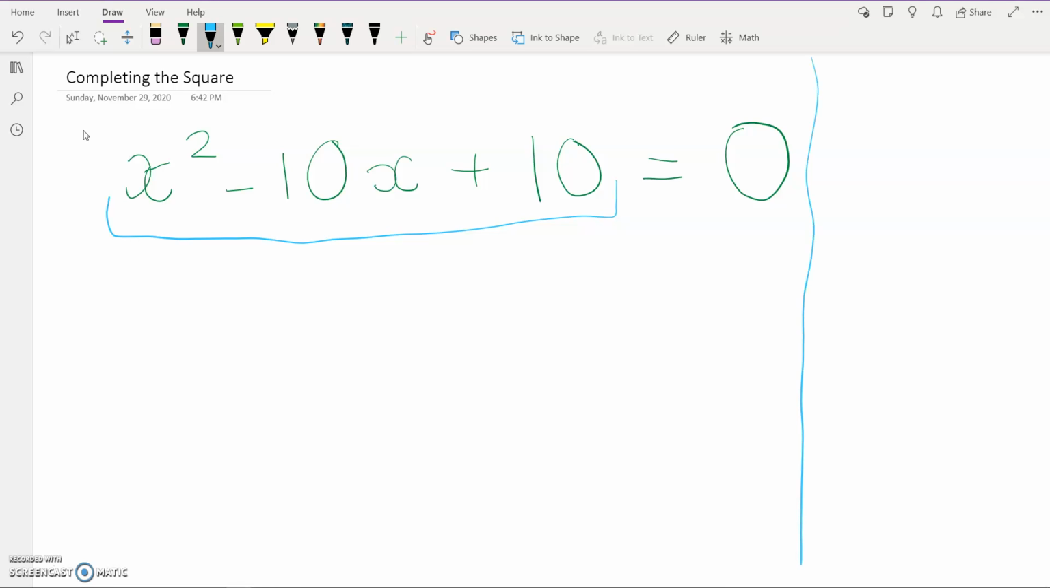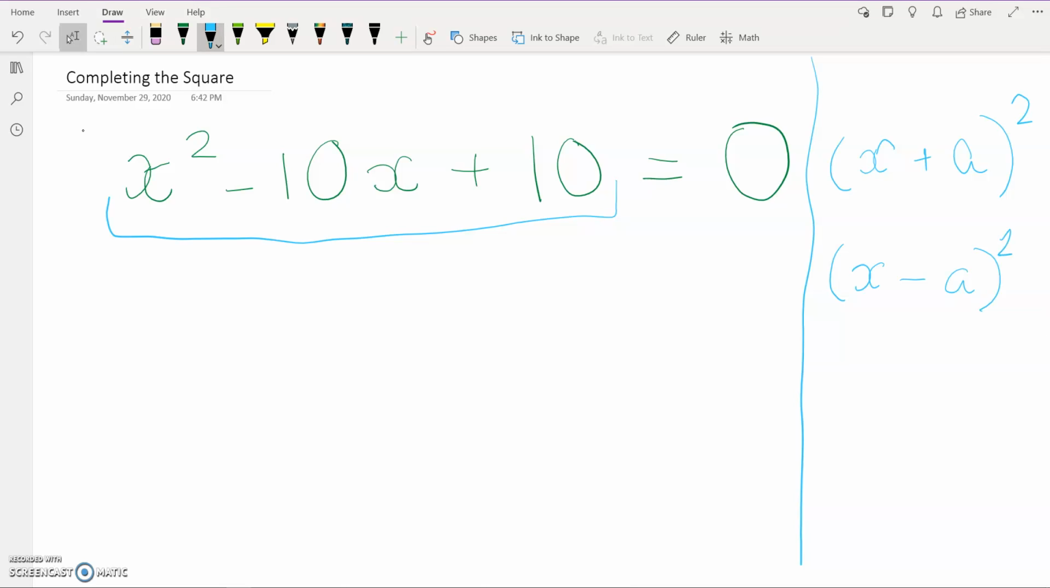Well, we want to be able to rewrite x squared minus 10x plus 10 by adding some number to the entire expression or subtracting some number from it. We want to be able to rewrite it as x plus a number whole squared or x minus a number whole squared.